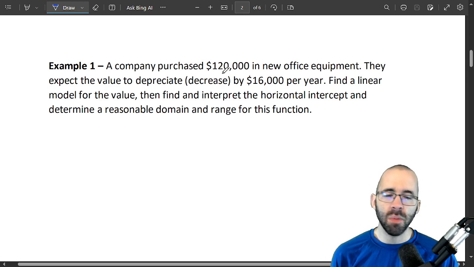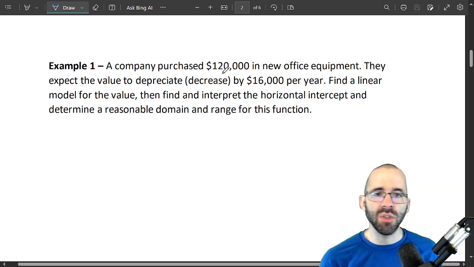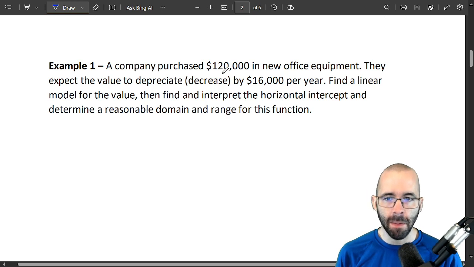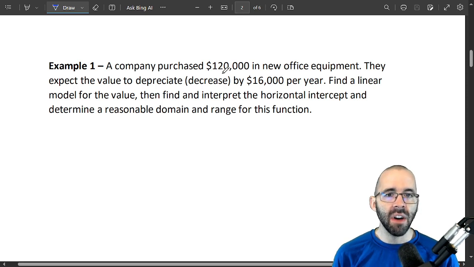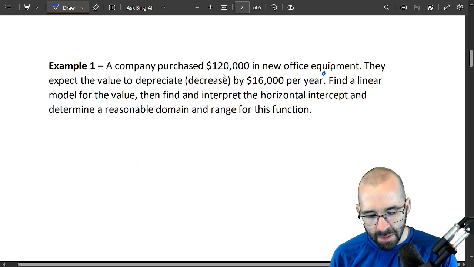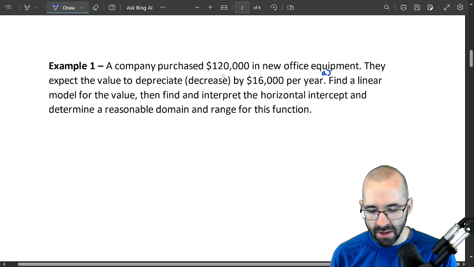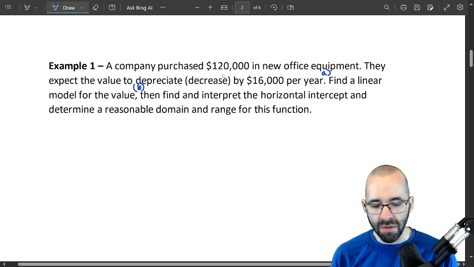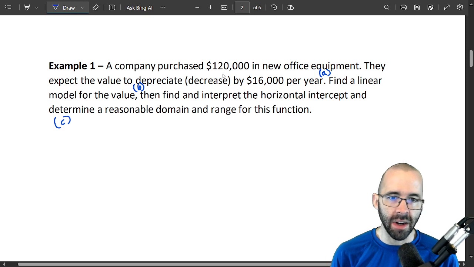Normally depreciation is like exponential, but we'll model it with a linear function here. So we're supposed to find a linear model for the value of that office equipment and then find and interpret the horizontal intercept and determine a reasonable domain and range for this function. So there's a lot going on here. Let's say this is part A, find a linear model. Part B will be find and interpret the horizontal intercept. And then part C will be to determine a reasonable domain and range for this function.